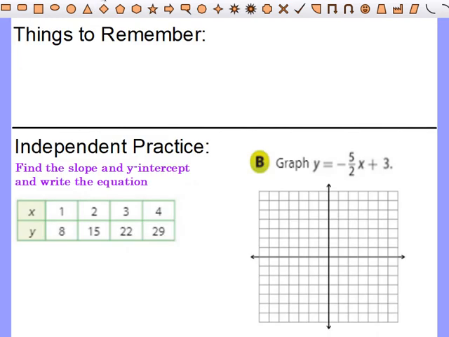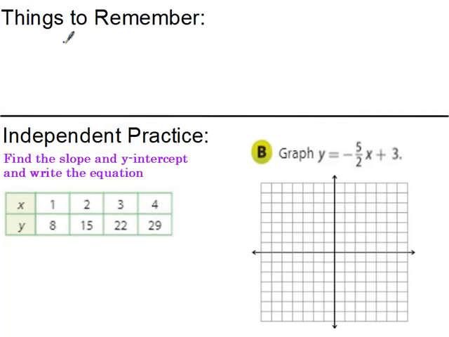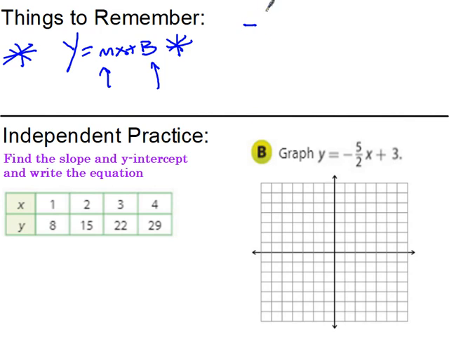Okay, guys. A couple things to remember. Y equals mx plus b is a big one. I would label what these are in y equals mx plus b. Also, another important thing to remember is the y-intercept is when x is 0. That's big. The y-intercept is when x equals 0. And that's big for when we're looking at a table.